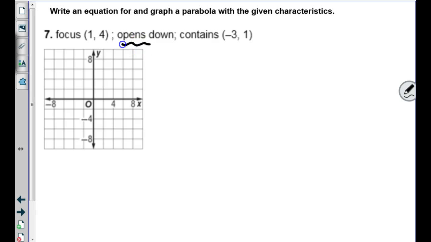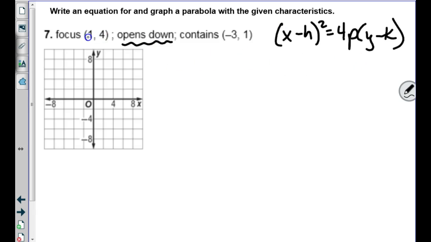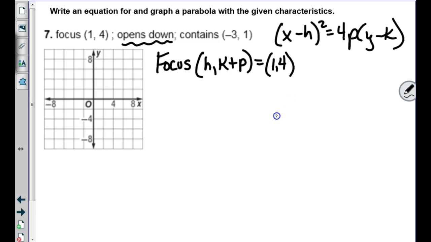When it opens down, tell me what you know about the equation. It's x minus h quantity squared equals 4p times y minus k. All right, and the focus formula for one that opens that way on the sheet says h comma k plus p, and this particular focus was 1, 4. So we know one thing. What do we know? h equals 1, and we know k plus p equals 4.